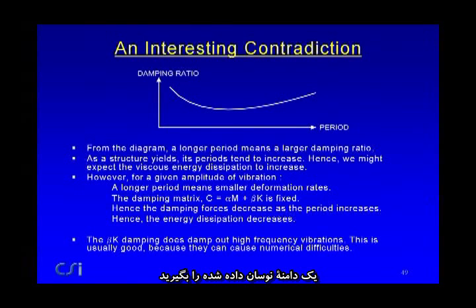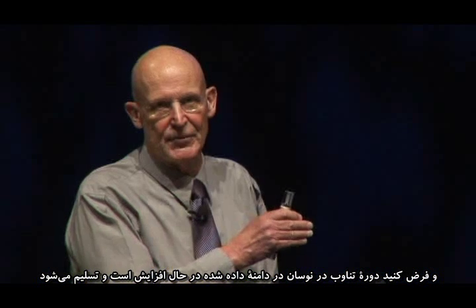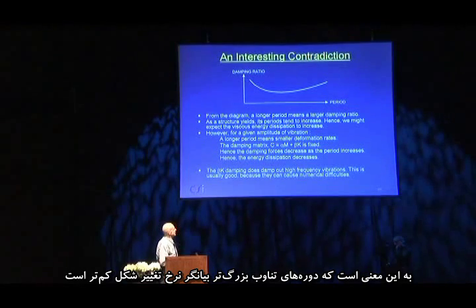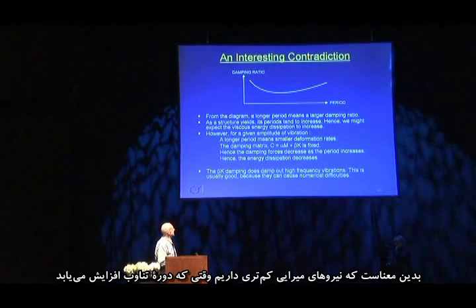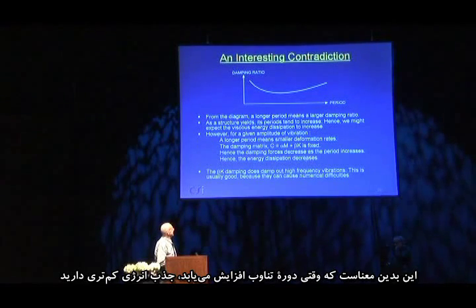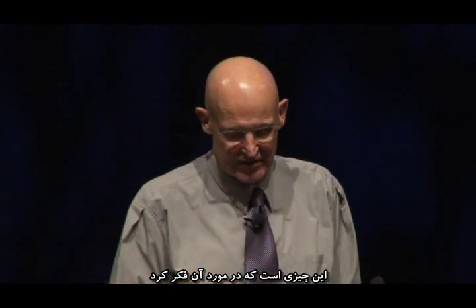Take a given amplitude of vibration, and suppose that the period is increased. It's vibrating over a given amplitude, and it yields, and so the period increases. A longer period means smaller deformation rates, but the damping matrix C is a fixed quantity. Smaller deformation rates mean smaller damping forces as the period increases. This means you've got less energy dissipation. The point I want to make is that if you look at this curve, you think, oh yeah, as the period increases, I'm going to get more energy dissipation. In fact, the opposite is true, you get less. It's just something to think about.